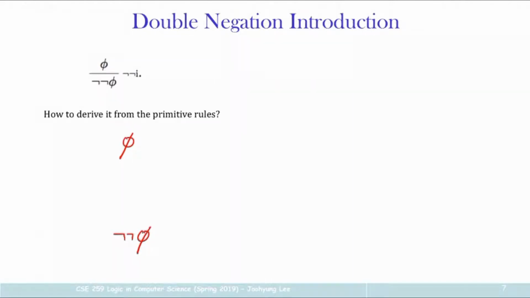Again, you have to go back to the strategy. So what is the goal to prove? The goal has a negation in front, right? What's the proof strategy for proving negated goals?